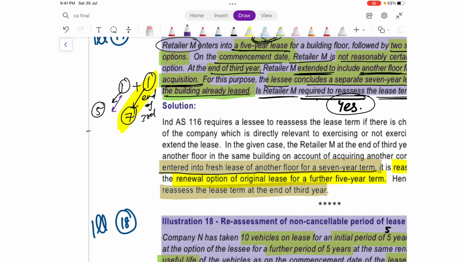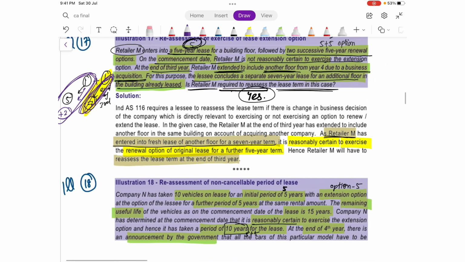Here at the end of 3 years there will only be 2 more years left, correct, because the total term is only 5 years. So since they are going to use this for 7 years, it indicates that the other floor that they have taken, they might also extend it and use it for another 5 years. Therefore here you need to reassess your lease term and check whether you want to extend it or not.